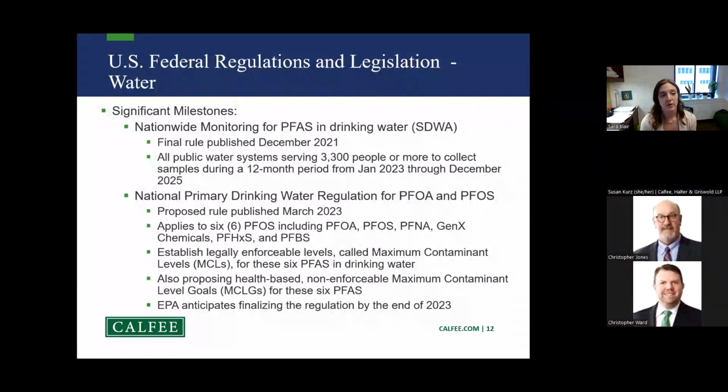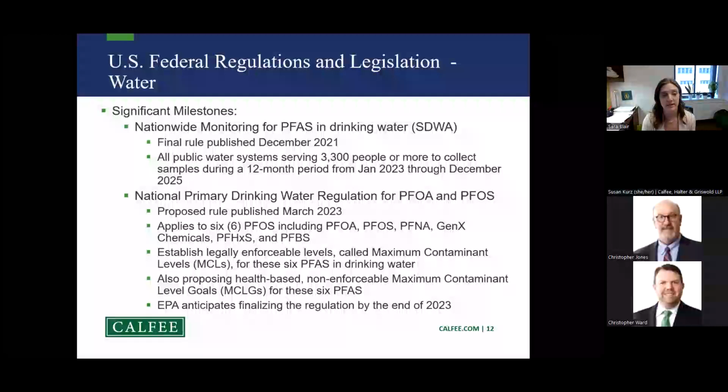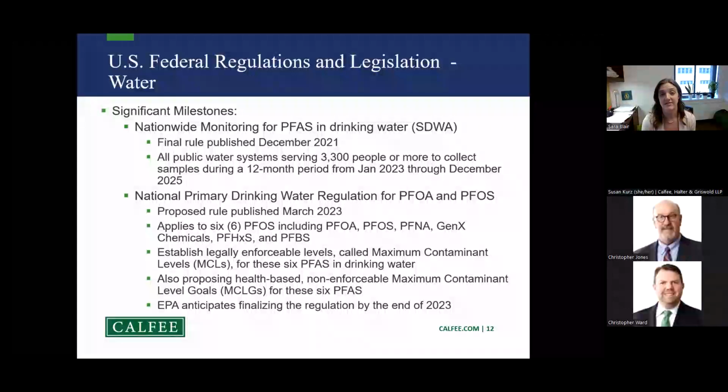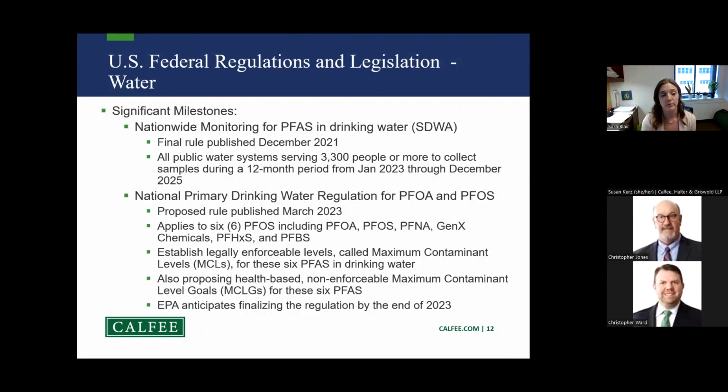Secondly is the National Primary Drinking Water Regulation for PFOA and PFOS. On March 14, 2023, the EPA announced the proposed National Primary Drinking Water Regulation for 6 PFAS chemicals. The EPA is proposing this regulation to establish legally enforceable levels called maximum contaminant levels for the 6 PFAS in drinking water, including PFOA and PFOS as individual contaminants and certain other contaminants, including GenX chemicals, as a PFAS mixture. EPA is also proposing health-based, non-enforceable maximum contaminant level goals for these 6 PFAS.